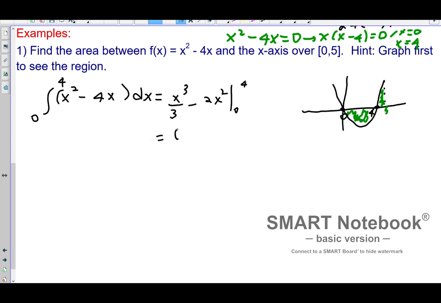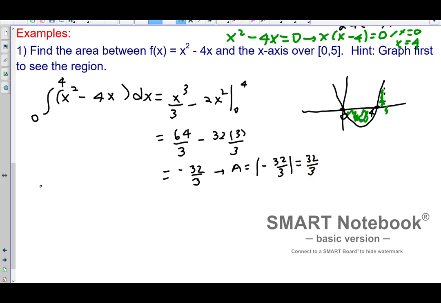Plugging 4 in, we're going to get 64 thirds minus 2 times 16, or 32. Minus plug in 0, you get nothing, right? And here I can get common denominators to simplify this. And if you simplify it, you're going to end up getting negative 32 thirds. 64 minus 96 all over 3. That's negative 32 thirds. Now we expected to get a negative answer, but the area will be the absolute value of that number. So the area will be positive 32 over 3.